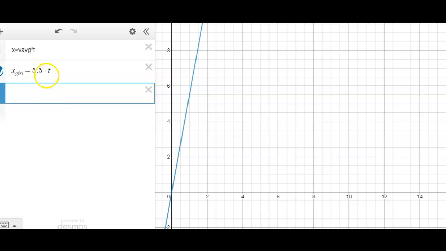We could also do a slider for T and kind of expand that out, but we won't go. So that'll be the girl's position. We can graph that.